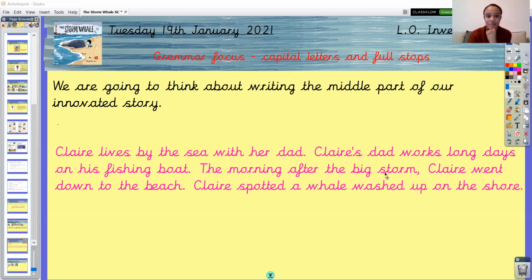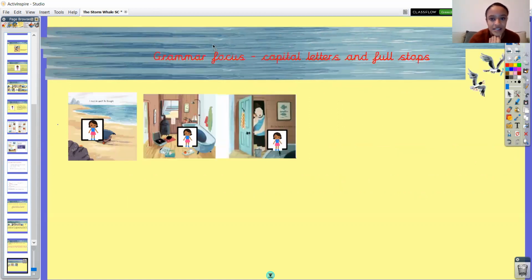Brilliant. Okay, so remember, we're focusing on capital letters and full stops. In fact, I'm going to take that over to the next page so we don't forget. Okay, so let's just paste that there. Brilliant. Right, so we're going to think about these three pictures today. So as you can see, my character is covering Noi because we're not writing about Noi, I'm writing about my character and you're writing about your character.